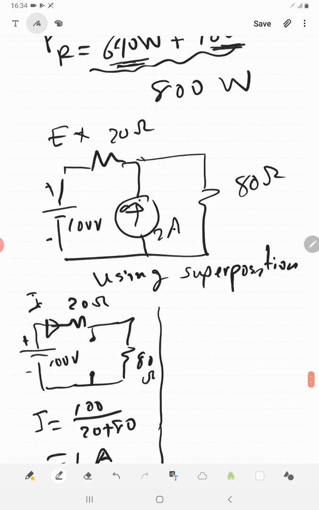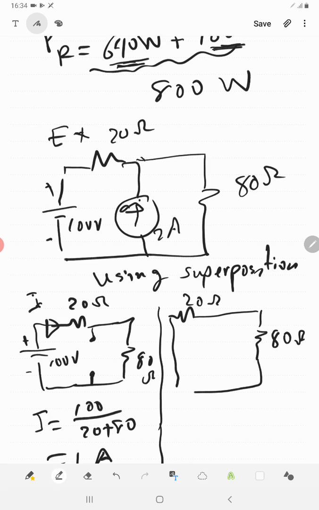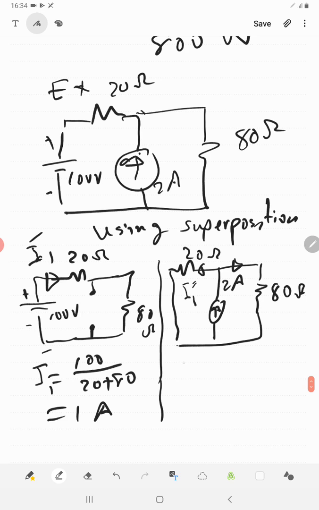Let's look at the other circuit. Now we have 80 ohms here, we have 20 ohms here, and we make the voltage source a short circuit, and we have the current source, okay? And we know this current is 2 amps. So we can calculate this current and this current. Let's say this is I1 double prime, and the one we calculated here, let's call it I1 prime, okay? This is I1 prime.